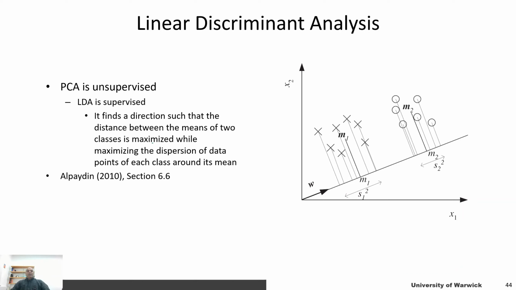There are other dimensionality reduction methods as well. One of them is called linear discriminant analysis. Now this is different. PCA is principal component analysis, whereas this is discriminant analysis, and that's a major difference. PCA is unsupervised. It doesn't use any class labels, right?